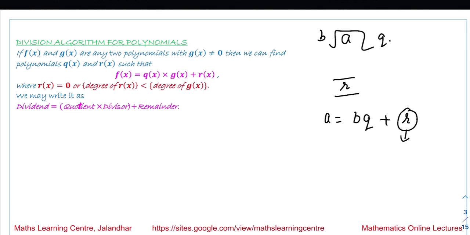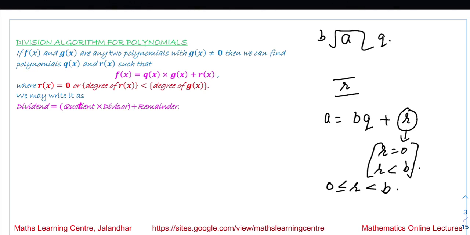So numbers were given to us. Suppose the number a is given to us and we are dividing it by b. The quotient we get is q and the remainder we get is r. Then we can write a is equal to bq plus r, where either r is equal to 0 or r is less than b. The remainder should be less than b, so we write r is greater than or equal to 0 and less than b.